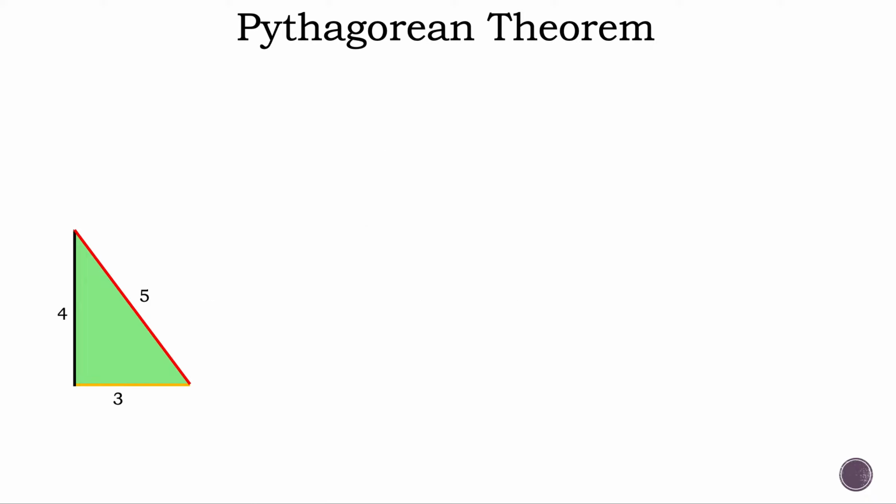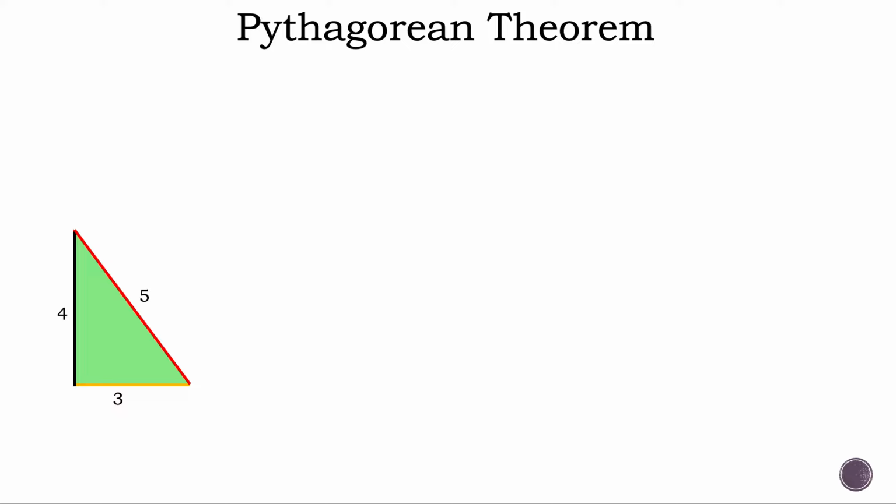Now, let's see why it works. We have one triangle with side lengths of 3, 4, and 5. Now 5 is the longest side, or our C, and our two smaller sides, 3 and 4, are our A and B. So we have 3 squared plus 4 squared is equal to 5 squared.